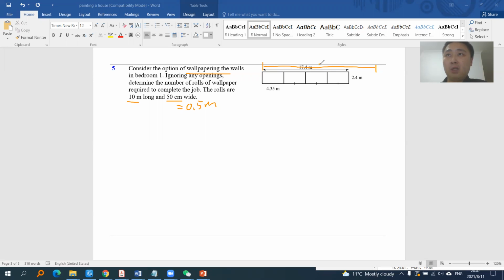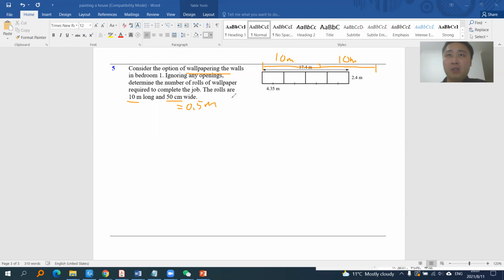Yeah, because one row is 10 meter. So this is 10 meter, and 10 meter is not enough. So we need to use another paper or wallpaper for 10 meter. So here is another 10 meter in total length.